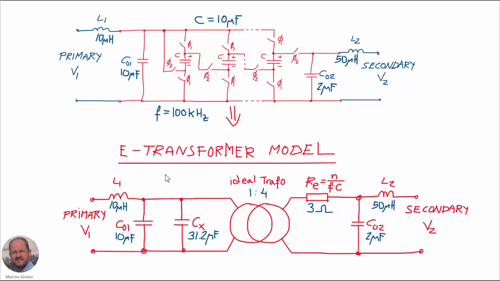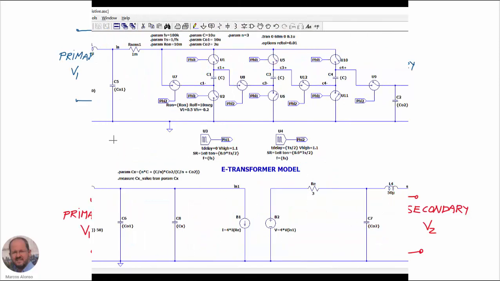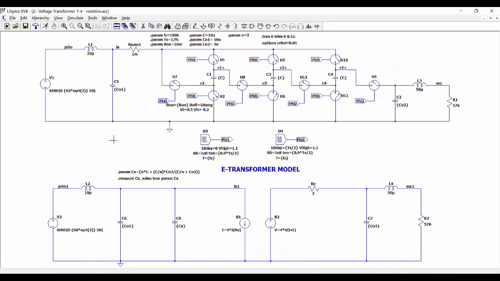And this is the equivalent circuit and the electronic transformer model with all the different values that can be calculated as we have seen in this presentation. So now what we are going to do is to check the operation of our converter by doing several simulations using LTspice. Here we can see the schematics.